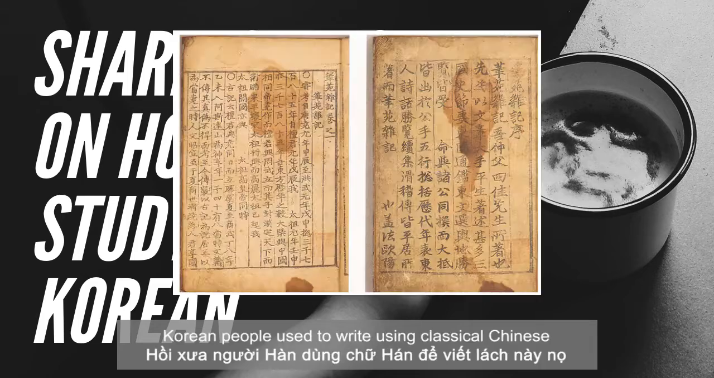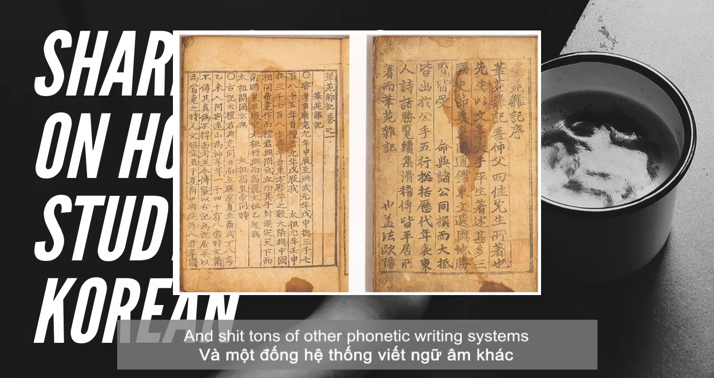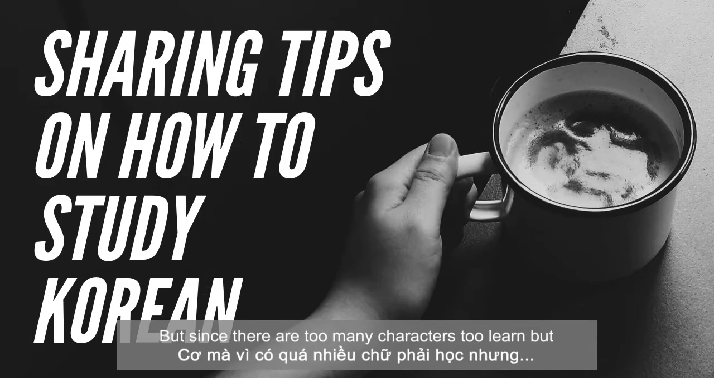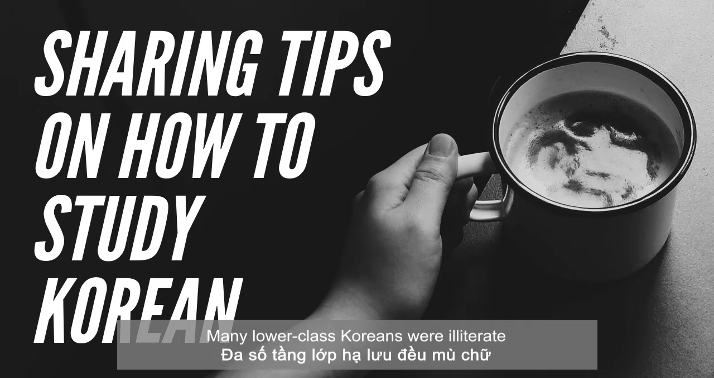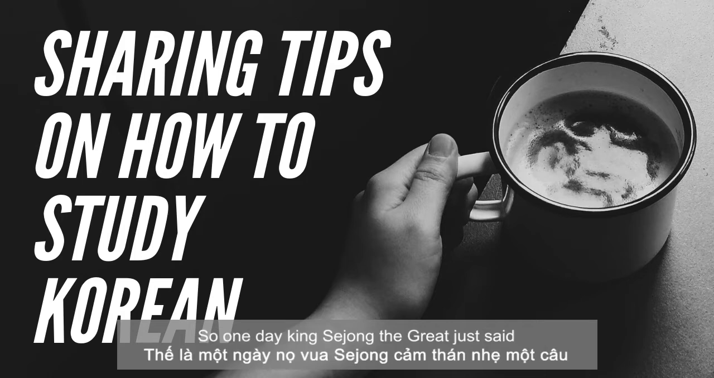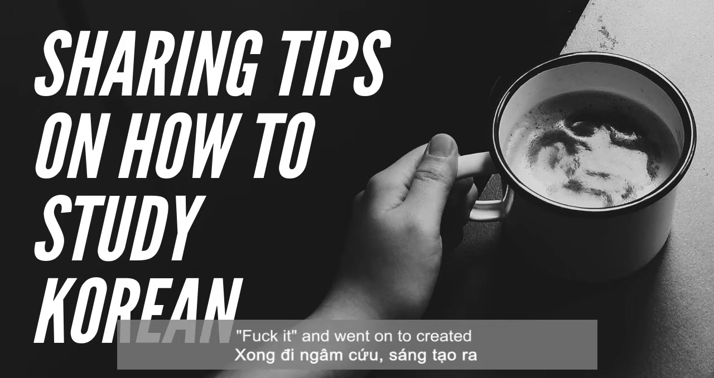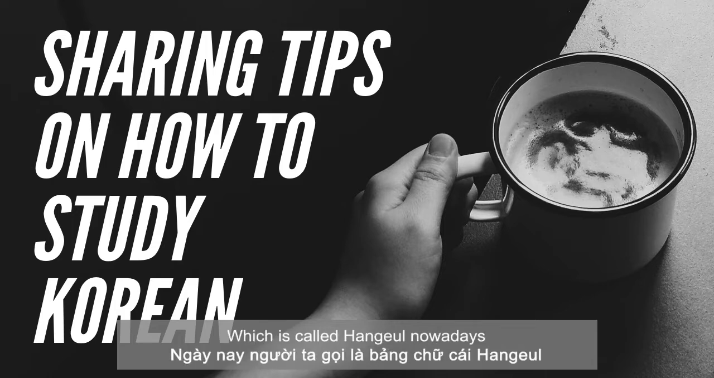The truth is, Korean people used to write using classical Chinese and shit tons of other phonetic writing systems. But since there are too many characters to learn, and not everyone could afford proper education, many lower-class Koreans were illiterate. So one day King Sejong the Great said fuck it and went on to create a new, easier-to-learn alphabet, which is called Hangul nowadays.